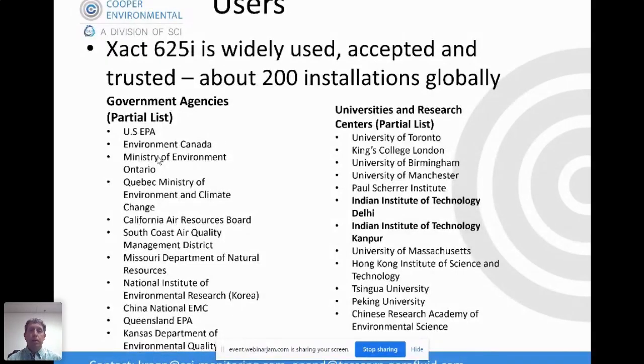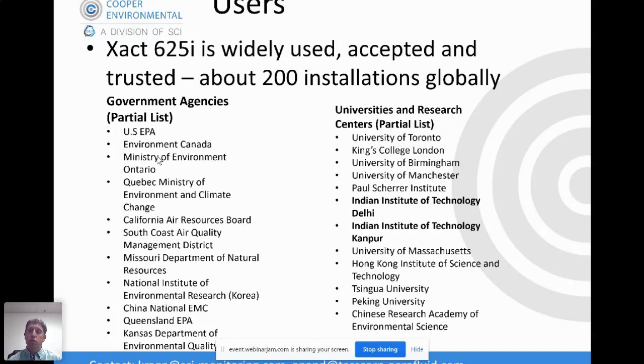Now, on the last couple of slides, just to give you a sense of how the Xact is being used: it's been used pretty widely. We have just about 200 installations globally. It's used by a wide range of government agencies like the US EPA, Environment Canada, the Ministry of Environment in Ontario, California Air Resources Board, South Coast Air Quality Management District, National Institute of Environmental Research, Queensland EPA in Australia. So it's got quite a list of government users.